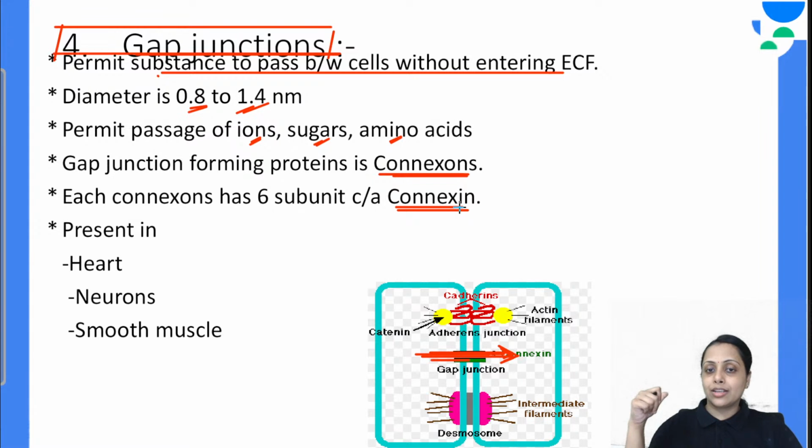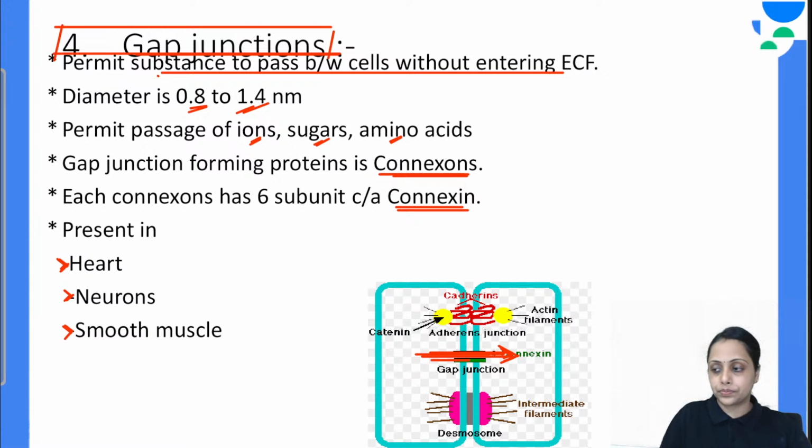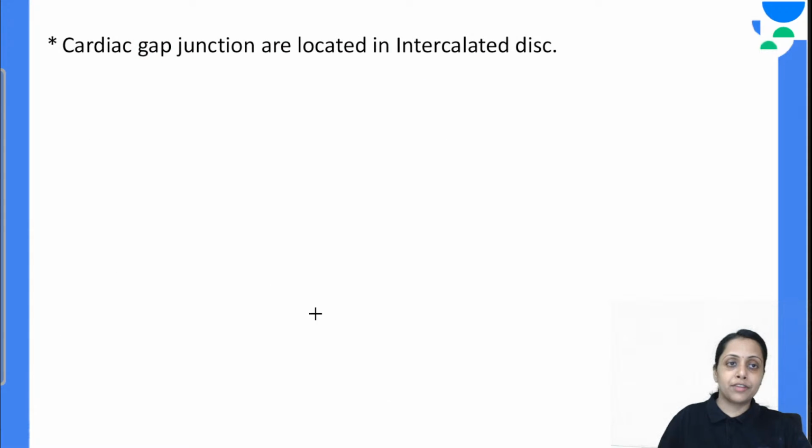So we have zona occludens, zona adherens, the gap junction, and the desmosome. Zona adherens consists of cadherin, desmosome consists of desmoglein, and the gap junction consists of connexins. This gap junction is a characteristic feature of our heart, neuron and smooth muscle. Is this clear? Everybody, is this clear? So these are the basic intercellular junctions. Moving further, cardiac gap junctions are located in the intercalated disc.